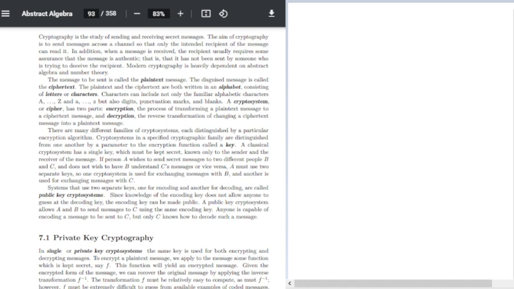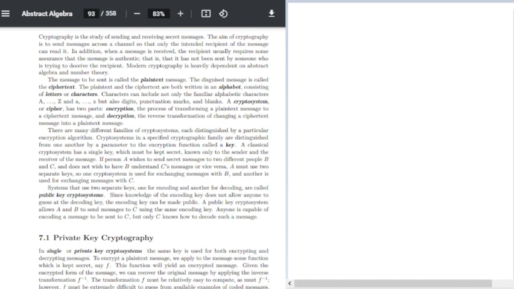A crypto system, or cipher, has two parts. Encryption, the process of transforming a plain text message to a ciphertext message, and decryption, the reverse transformation of changing a ciphertext message into a plain text message. There are many different families of crypto systems, each distinguished by a particular encryption algorithm. Crypto systems in a specified cryptographic family are distinguished from one another by a parameter to the encryption function called a key. A classical crypto system has a single key, which must be kept secret, known only to the sender and the receiver of the message.